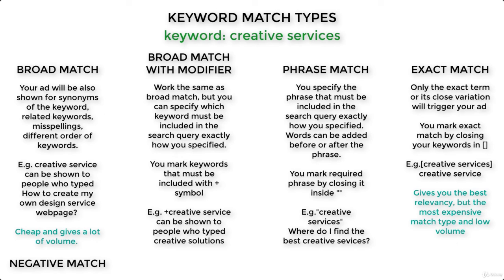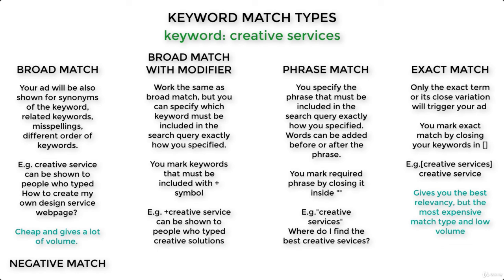Exact match gives you the most control over which query triggers your ads to be shown. Only the exact term or its close variations will trigger your ad. No words before or after. No related keywords. You mark the exact match by closing your keywords in brackets. For example, if we would use creative services in brackets, your ad may be shown to people who typed creative services or creative service in the search bar. This match type has the best relevancy. You display your ad exactly or almost exactly when you want, but at the same time, it is the most expensive match type, and it often gives you very low volume of ads you can show to people, as there are not enough searches with these exact keywords as you want to.